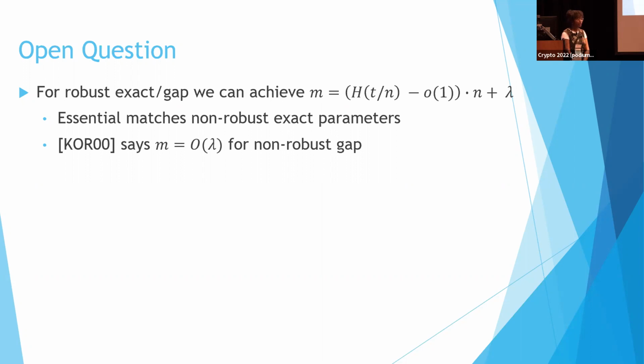There's this work by Kor in 2000 that says that indeed for the non-robust gap constructions, we can achieve an even smaller output size of m equals O of lambda. So our final open question is, can we achieve a similar output size in our robust gap constructions? Thanks for listening.